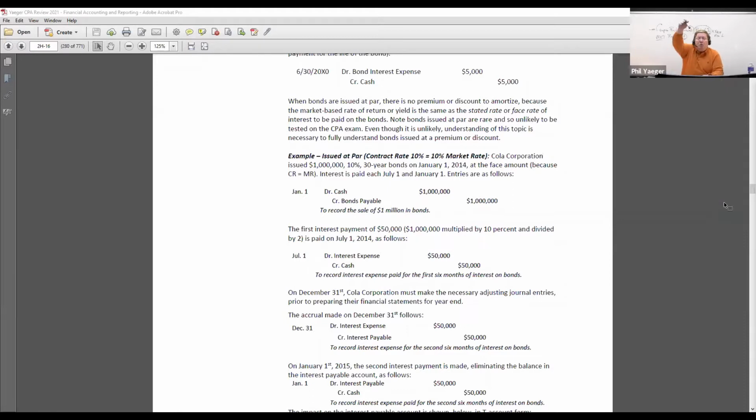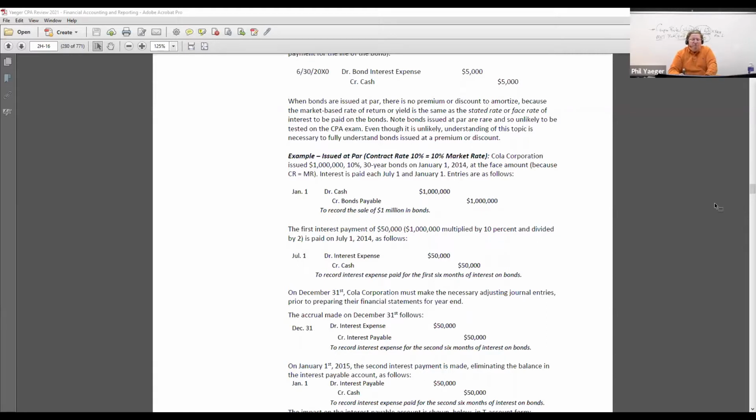So if your bonds go down in value because you're not paying a comparable rate as the market, the bondholders don't care. They just say, we agreed that you pay me 5% every 6 months, based on the face amount of the bonds, okay? So on July 1st, we debit interest expense for 50,000. That's 5% of $1 million, a half a year, and credit cash.